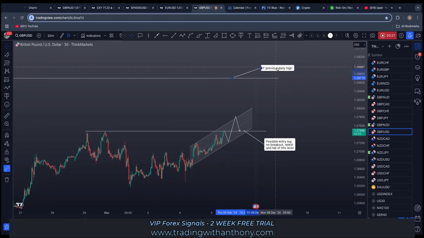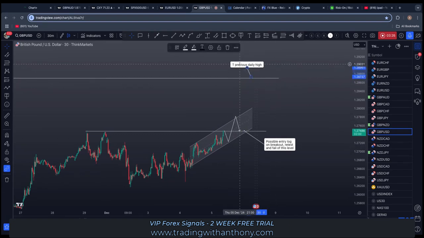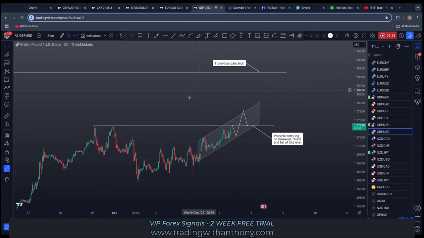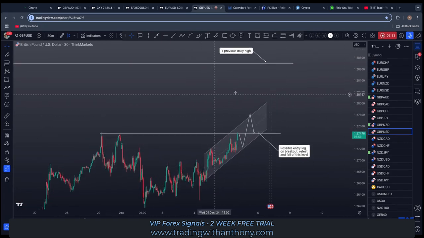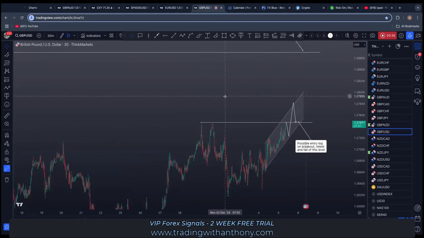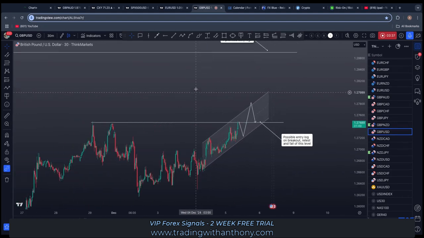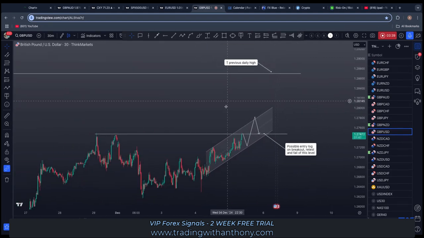Keep an eye on the DXY as well. Okay, so if we see the dollar weaken, then a pound dollar opportunity could be the thing. Yeah, I don't mind this price action at the moment. So that's my take on the pound dollar, guys.